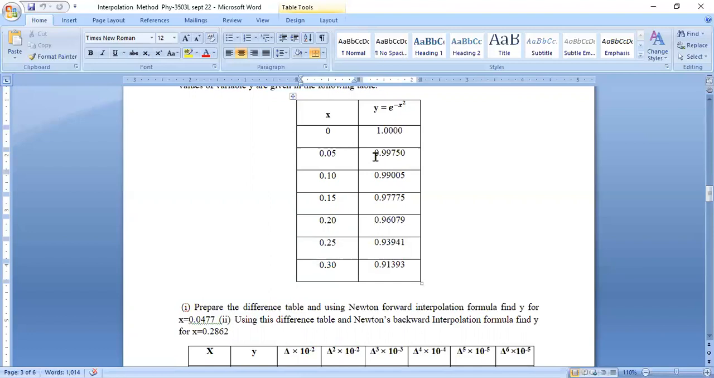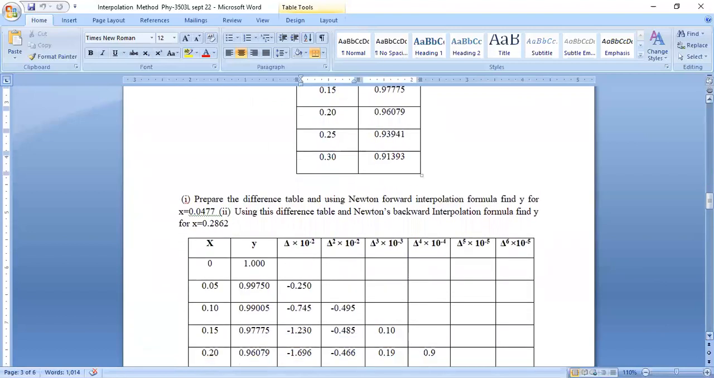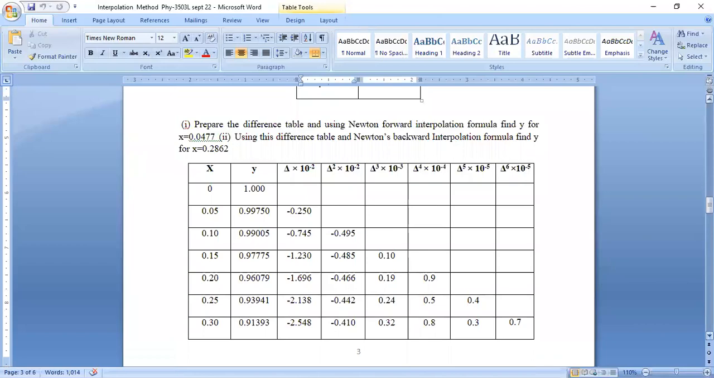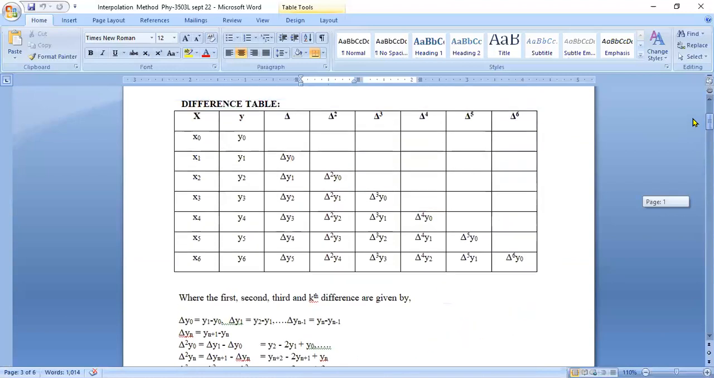Okay. So you will have your y1. This is your xk, this is your yk, and now I use this formula. You see, I first prepare the difference table, the table which I have already mentioned. You have to prepare this table. You write down the values of x0, x1, x2, x3, x4, x5, and write down the corresponding values y0, y1, y2, up to y6.